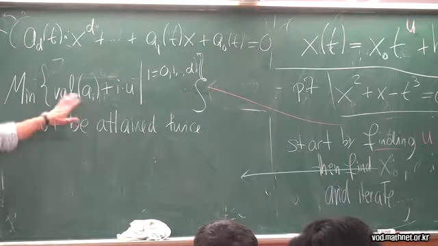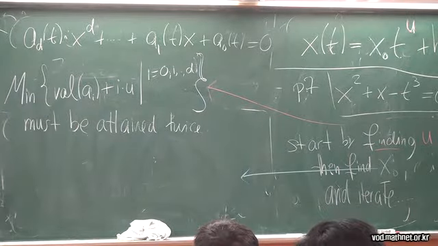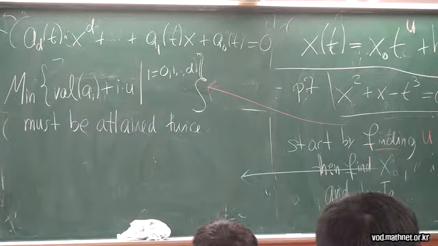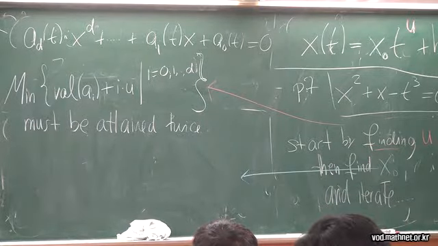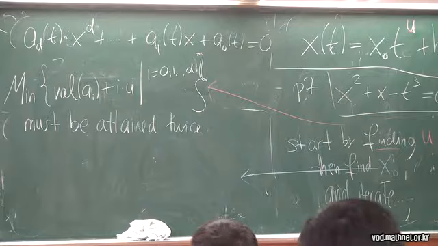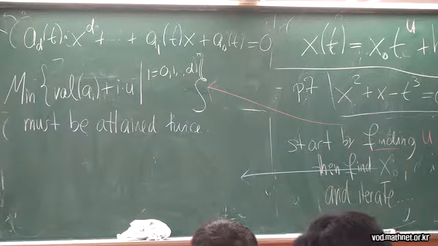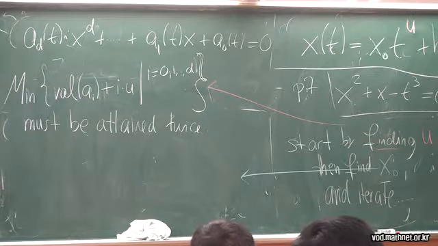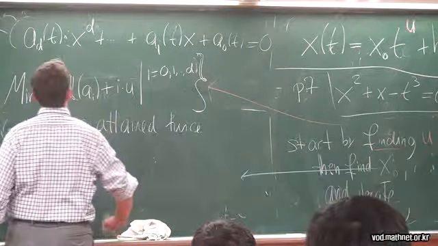By val of a_i, I mean the lowest power that you see in a_i. So a_i is a series in t, and by val I simply mean the lowest exponent of t.